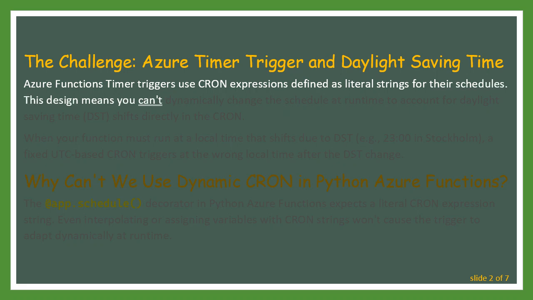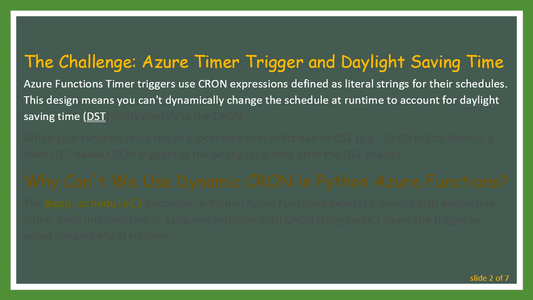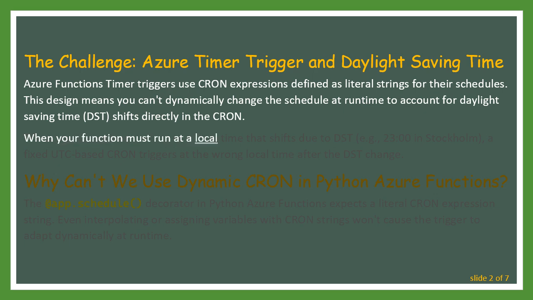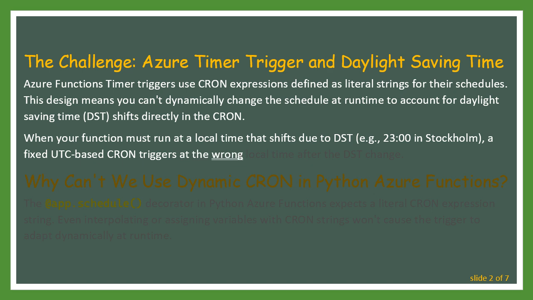This design means you can't dynamically change the schedule at runtime to account for daylight saving time (DST) shifts directly in the CRON. When your function must run at a local time that shifts due to DST, for example 2300 hours in Stockholm, a fixed UTC-based CRON triggers at the wrong local time after the DST change.